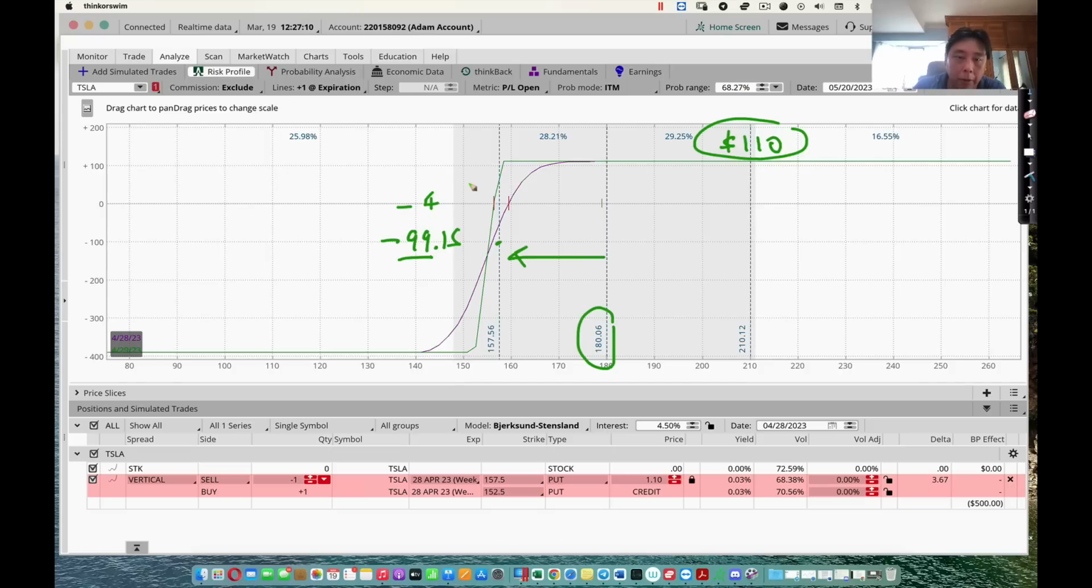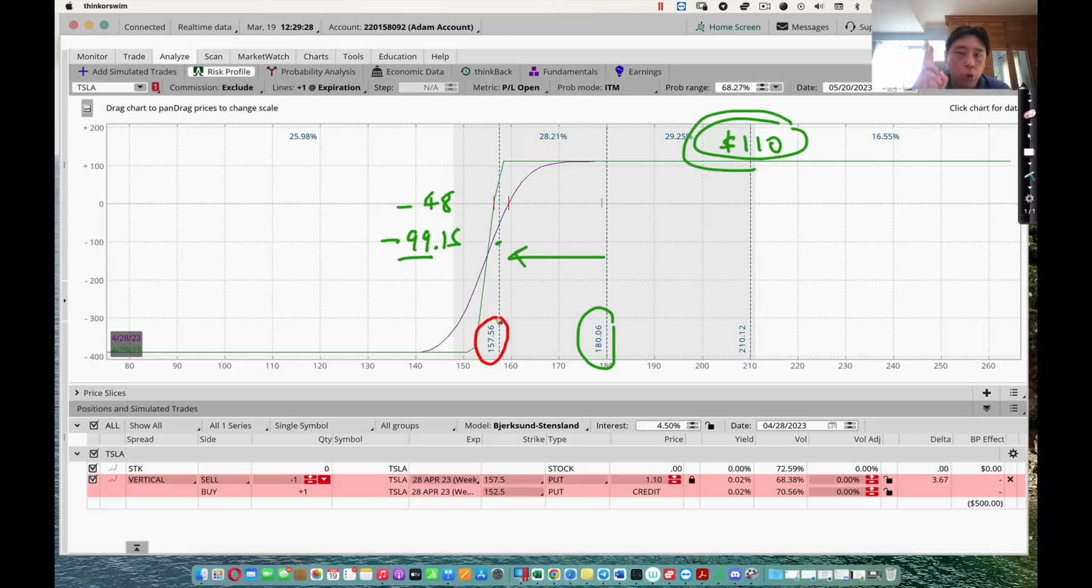So that's what I like about this strategy, that as time passes, you lose less. Even if the price drops, you will actually lose less. And as long as the price stays above 157.5, you will keep making more and more and more until expiration date, you get the full $110.